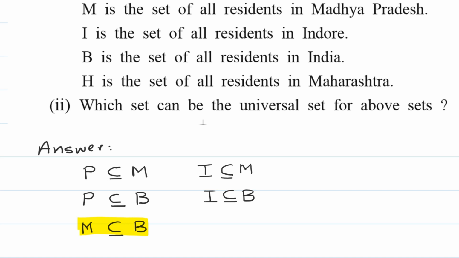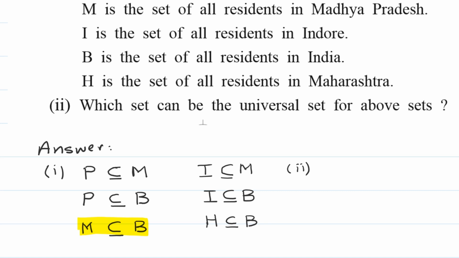Then consider B. B is the set of all residents in India. So this set is a subset of itself. H: Maharashtra is part of India, so all residents of Maharashtra are also residents of India. So H is a subset of B. That is the answer to question number 1. Now the answer to question number 2.